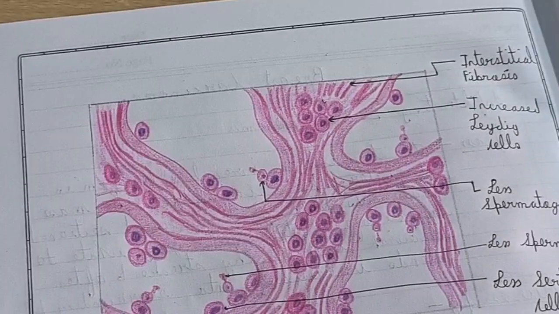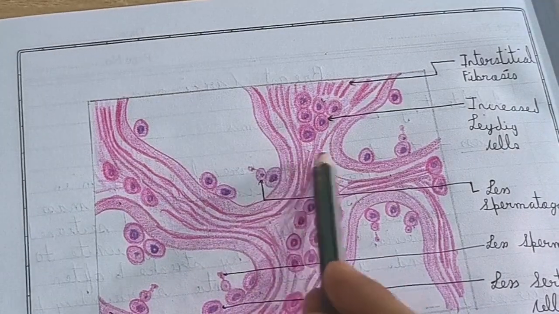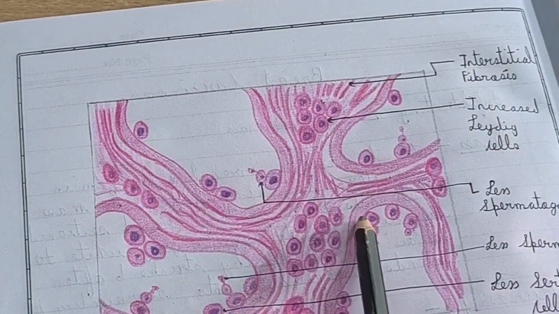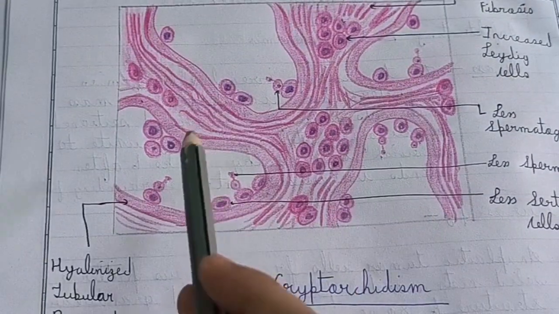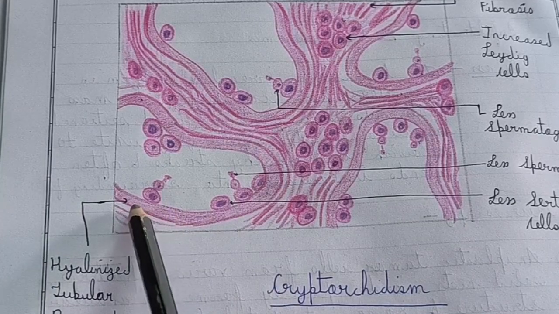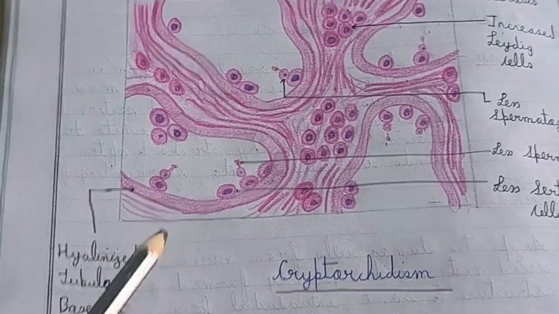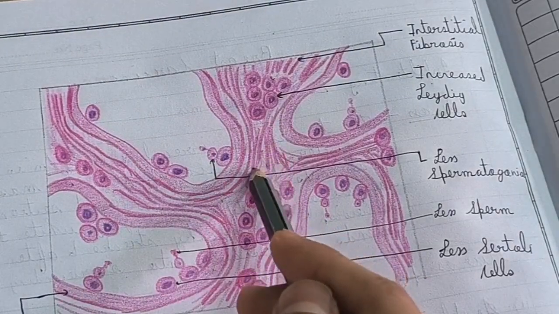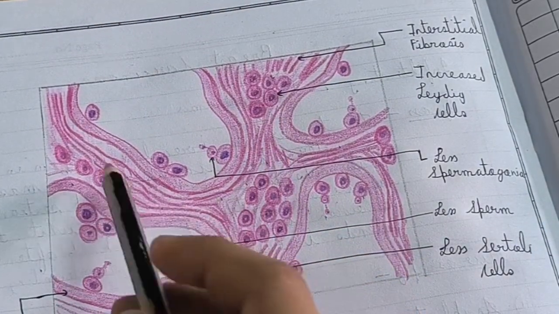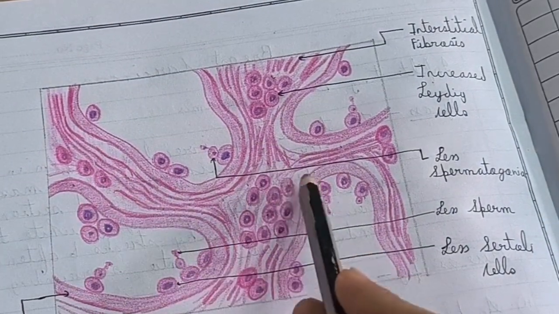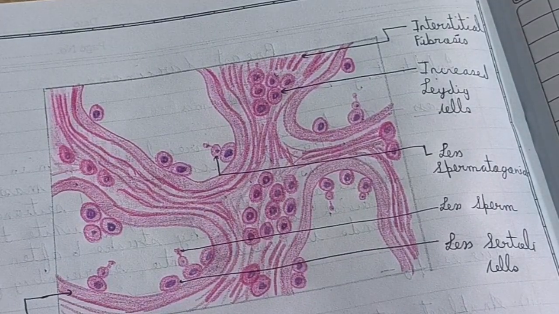Now here also, different types of seminiferous tubules are present, and all these seminiferous tubules have a hyalinized, thickened tubular basement membrane. Now here see that this is the interstitial stroma. As you already know, interstitial stroma is present between the seminiferous tubules.